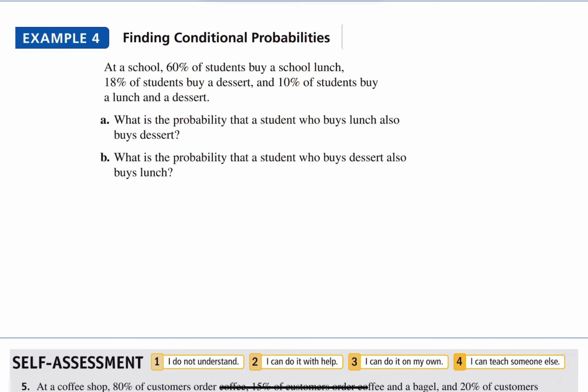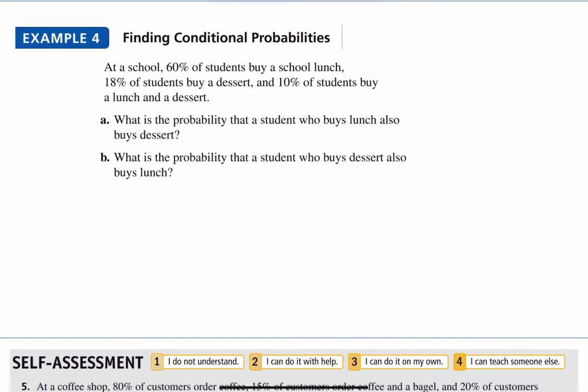At a school, 60% of students buy a school lunch, 18% of students buy a dessert, and 10% of students buy a lunch and a dessert. Part A, what is the probability that a student who buys lunch also buys dessert?